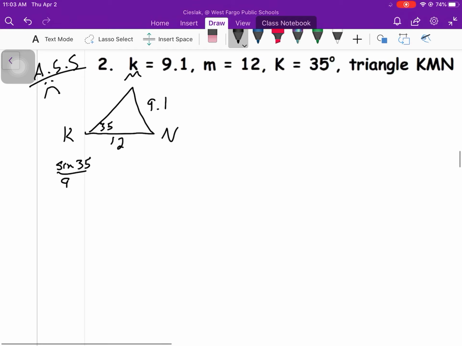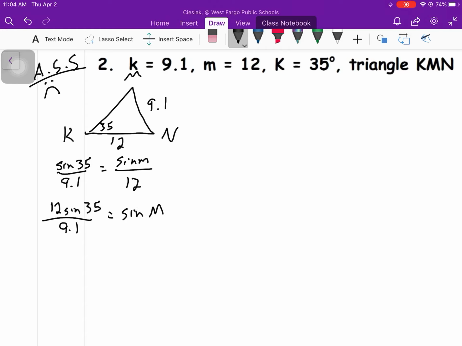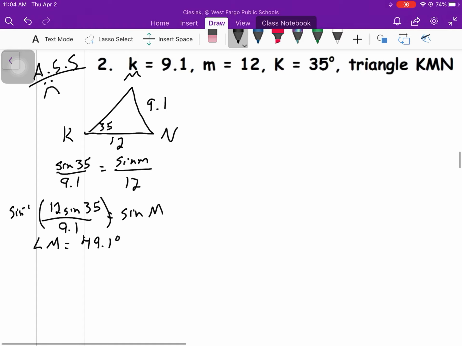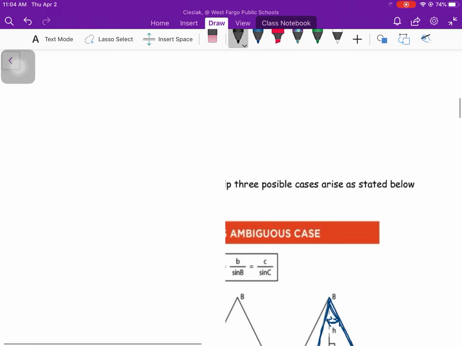So I could set up sine of 35 over 9.1 is equal to the sine of m over, what do we got, 12? Okay, so I'm going to skip a couple of steps here. Remember, we're just cross multiplying. This is going to give me 12 sine 35 over 9.1 is equal to the sine of m. From here, you would need to take the inverse sine of that, which is going to give me angle m is equal to 49.1 degrees if we go to the nearest tenth. Okay, box that for me. That is one of our answers.